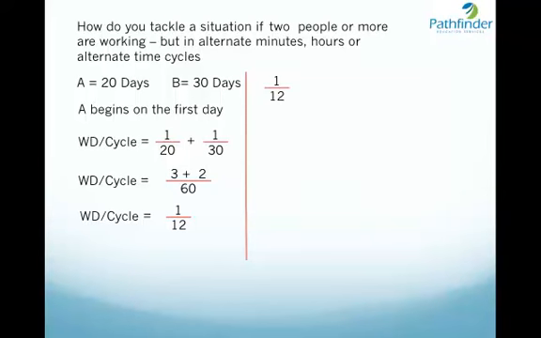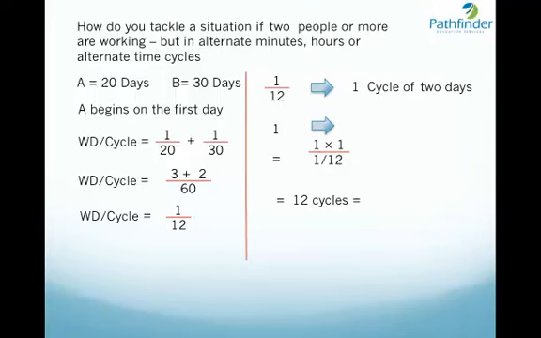Now we are required to find in how much time the total work will get completed. If 1/12 of the work has been done in one cycle of 2 days, one work will require, by a direct variation rule, 1 into 1 divided by 1 by 12, that is equal to 12 cycles. Here we have calculated in cycles, therefore the answer is 12 cycles. Now each cycle is of 2 days and therefore the total number of days required will be 24 days.